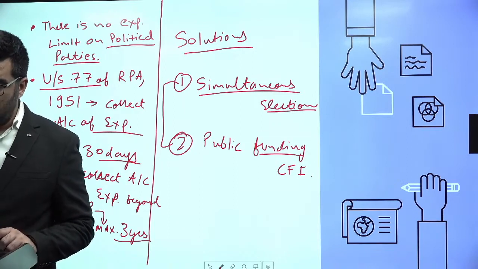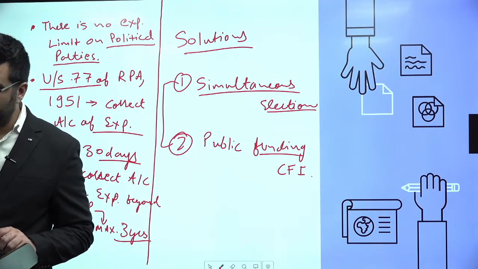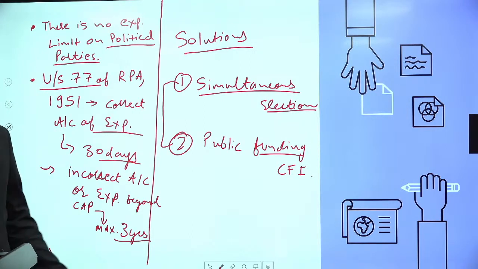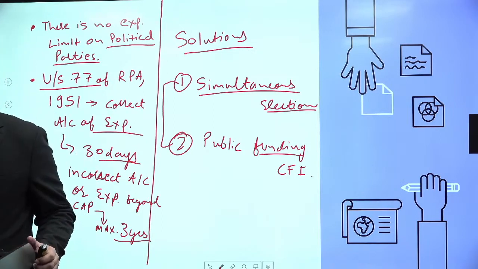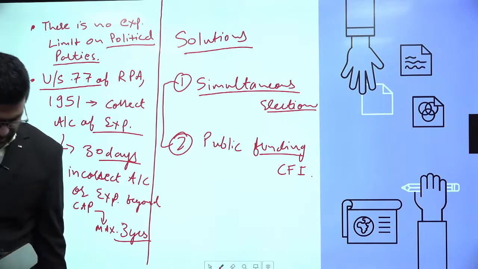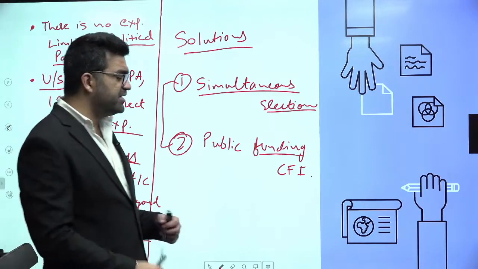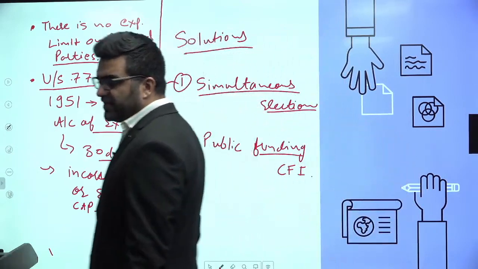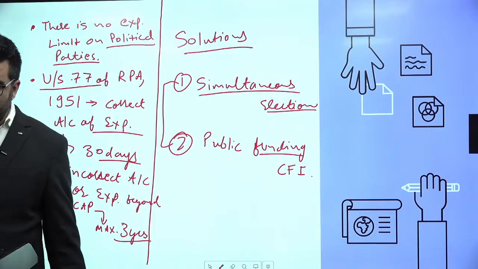However, all the registered political parties are required to submit a statement of their election expenditure to the ECI within 90 days.